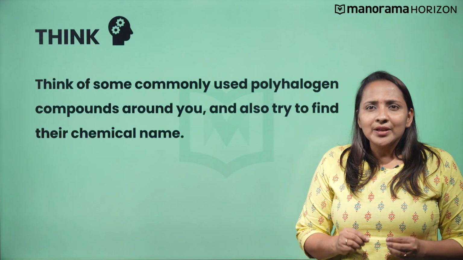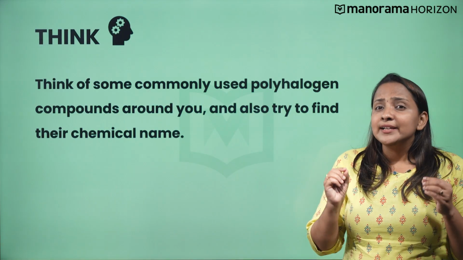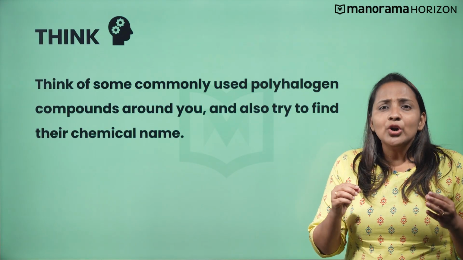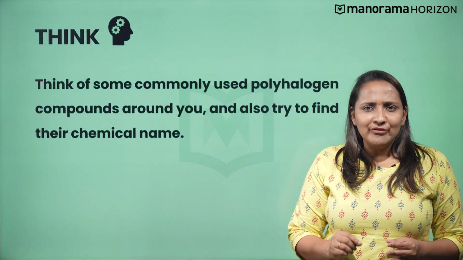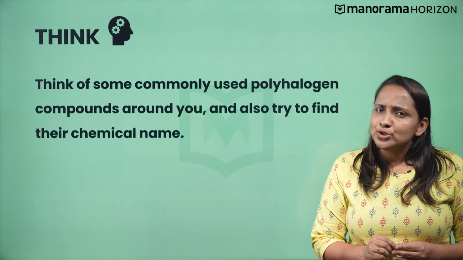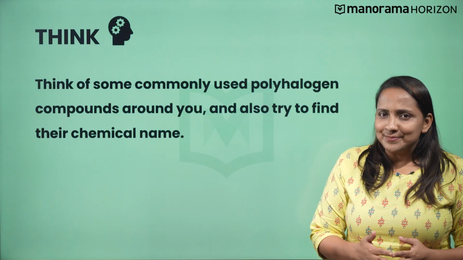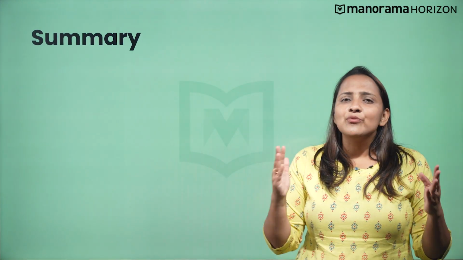In this video, we have studied chloroform and DDT, which are very common polyhalogen compounds. Your task is to look around yourself and think of some commonly used polyhalogen compounds and also to try to find their chemical names. Now, let us summarize what we have learnt.